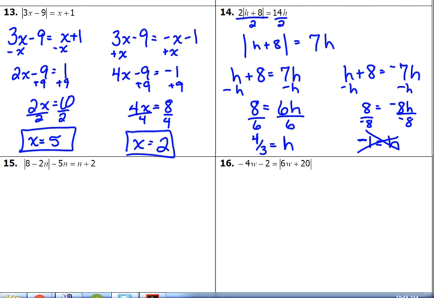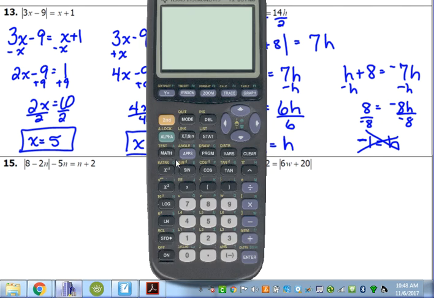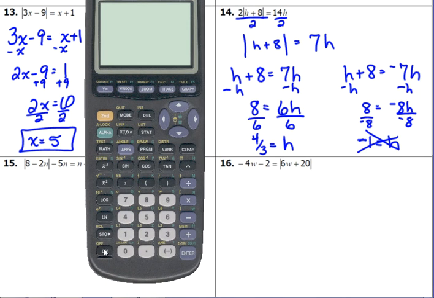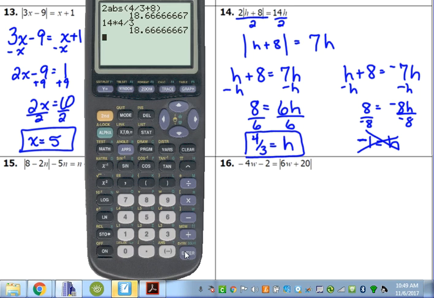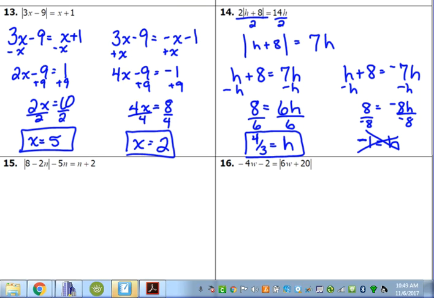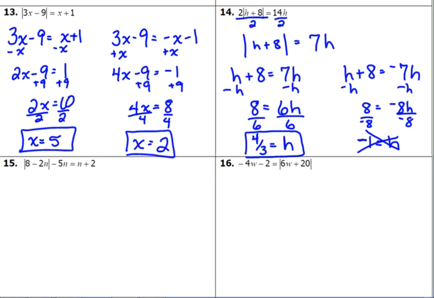Probably would not hurt to check 4/3 just to make sure. I'm pretty sure it's fine, but you don't want to make a simple mistake by just neglecting to check your answer. So plug in 4/3, 14 times 4/3. Okay, 4/3 is good. But negative 1 is not a part of our solution because it does not work.